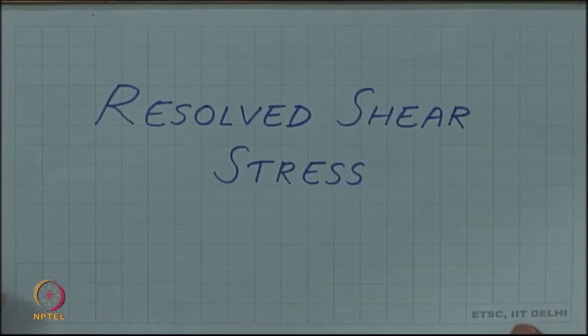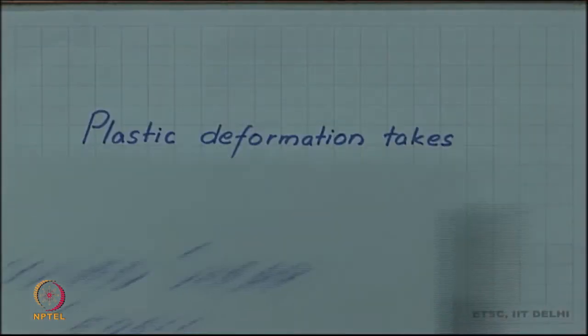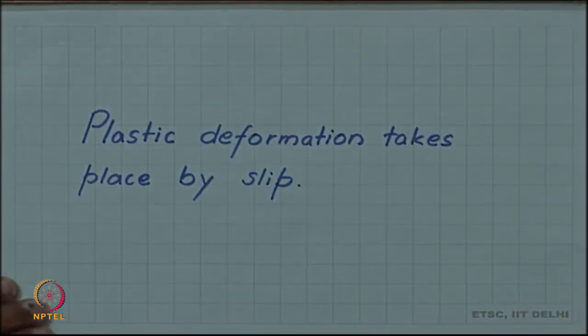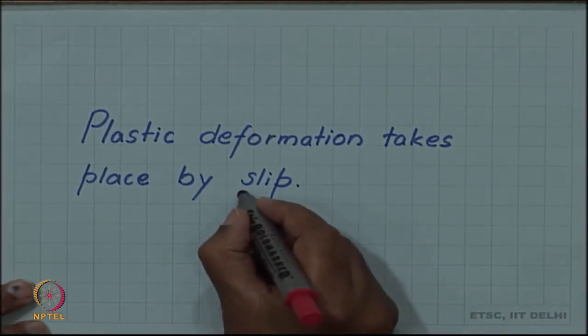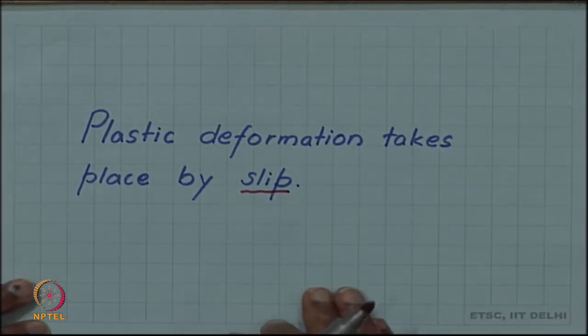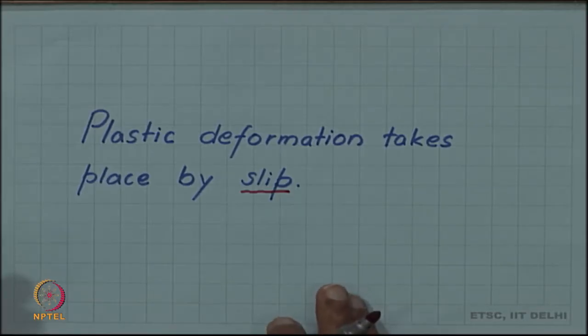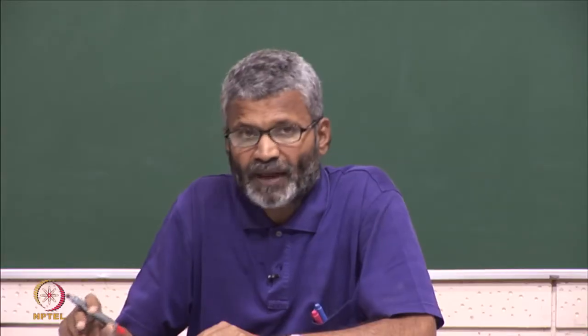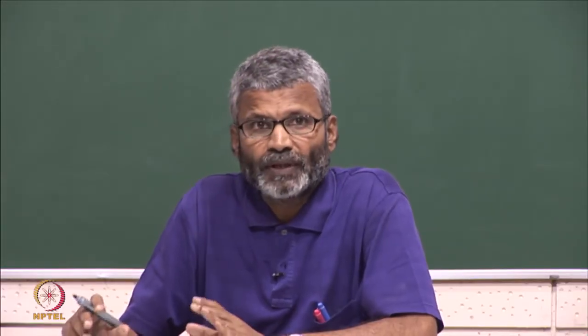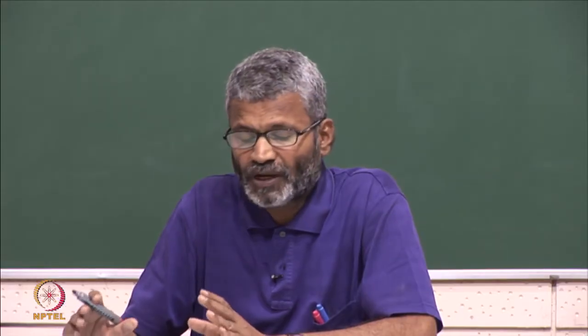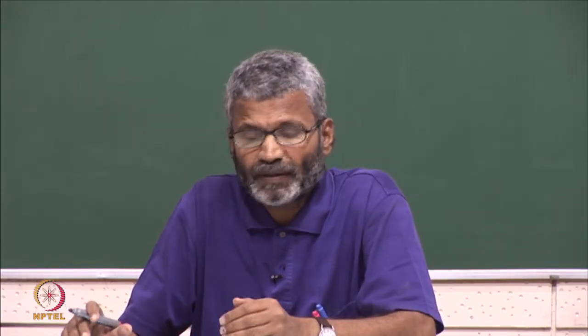Let us discuss an important concept called resolved shear stress, which will help us in understanding plastic deformation. We have already seen that plastic deformation takes place by slip. This was to explain why there is no change in the crystal structure of the material during plastic deformation. Although there is a macroscopic shape change, the external shape changes, internally the unit cell does not deform, the unit cell remains the same, the crystal structure remains the same.